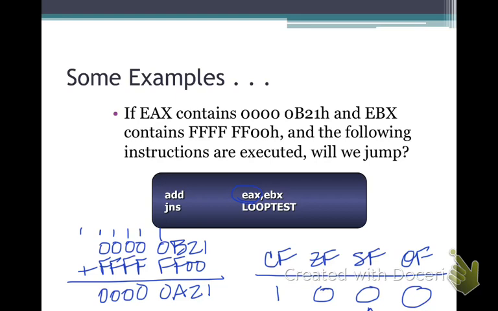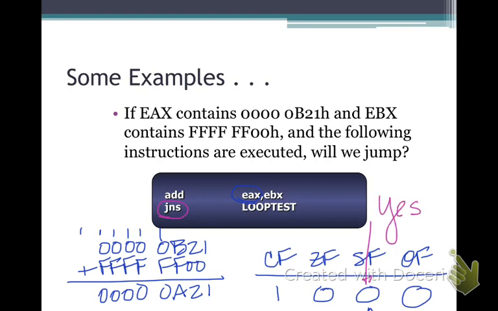JNS is the jump instruction. How do I know if I'm going to jump or not? Well, jump if not sign. Under what condition does that jump? In this case, you can also think about this and say, jump if sign bit is not set. So here I look at my sign bit. Oh, sure enough, it's not set. So guess what? We will jump. So will we jump? Yes.